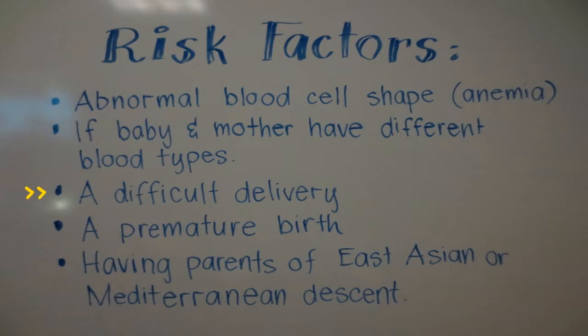A difficult delivery, because bruising during delivery may result in a higher level of bilirubin from the breakdown of more red blood cells. A premature birth, because a baby born before 38 weeks may not be able to process bilirubin as quickly as a full-term baby, as well as feeding less and having fewer bowel movements, resulting in less bilirubin eliminated through stool. Asian and Mediterranean descent babies are also at a higher risk of becoming jaundiced.